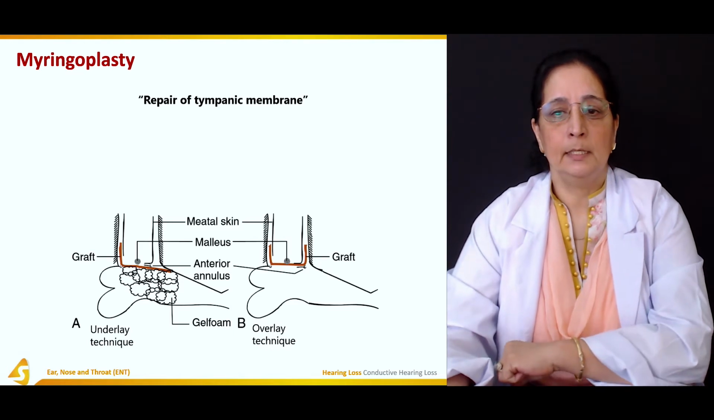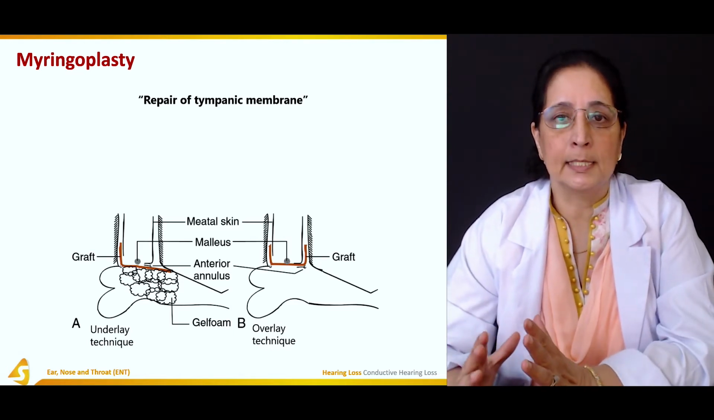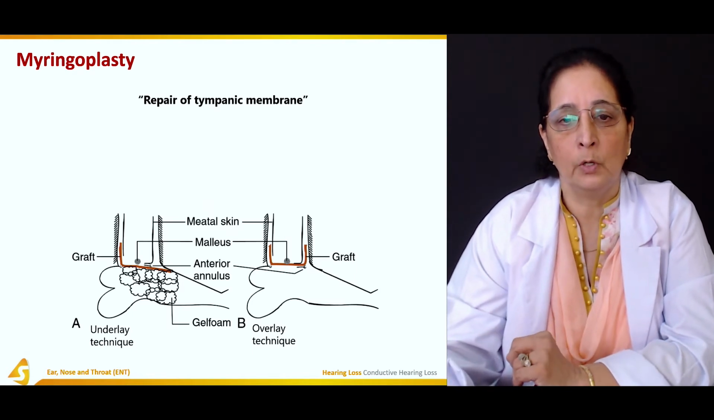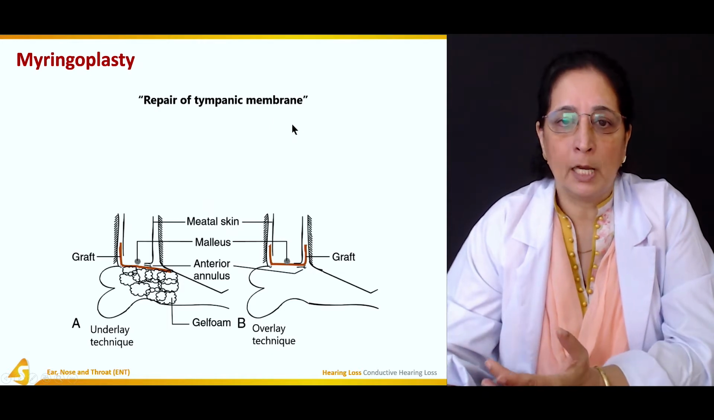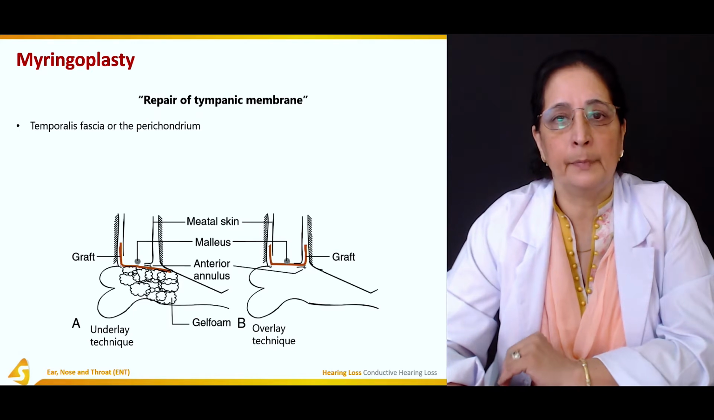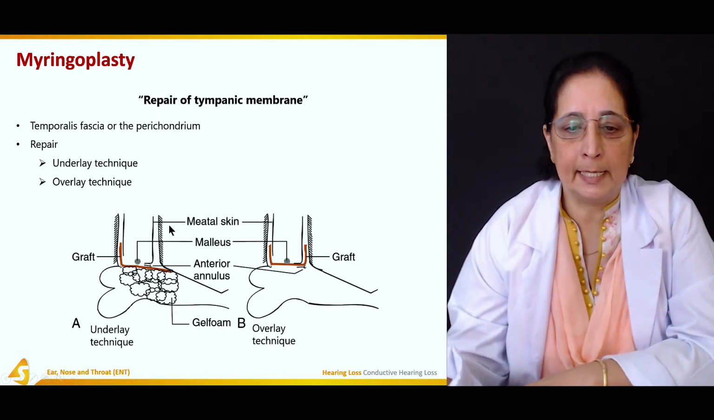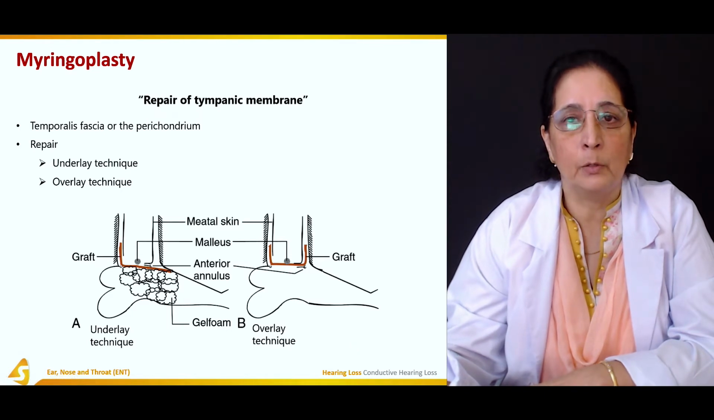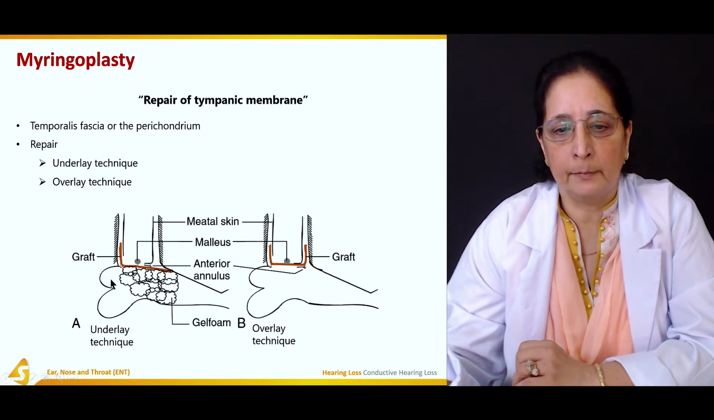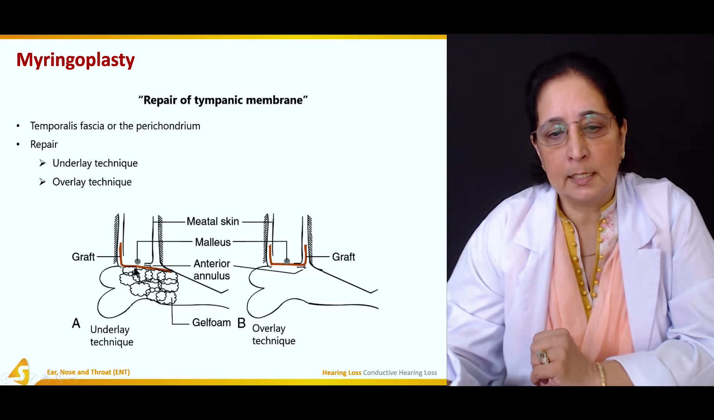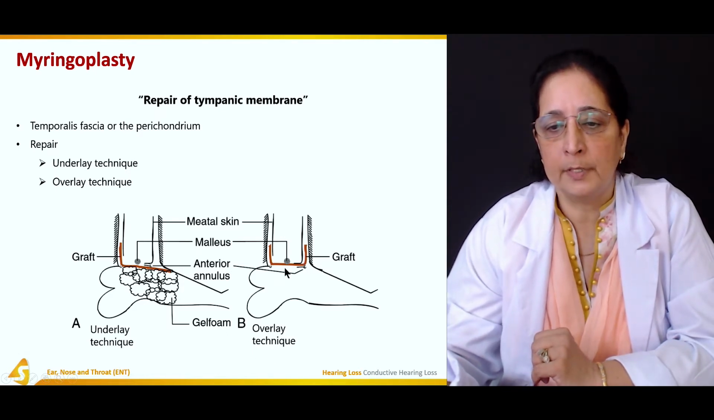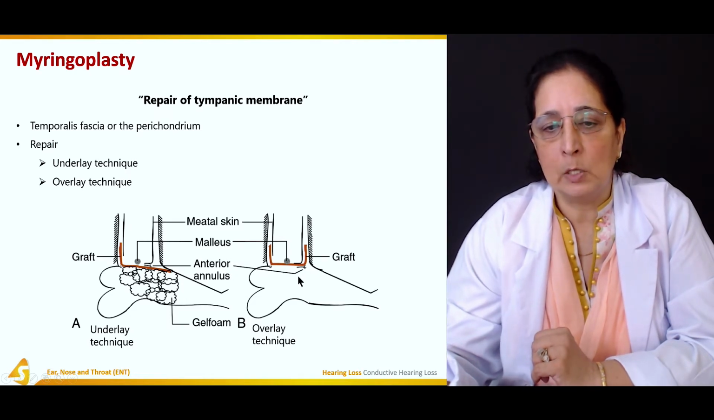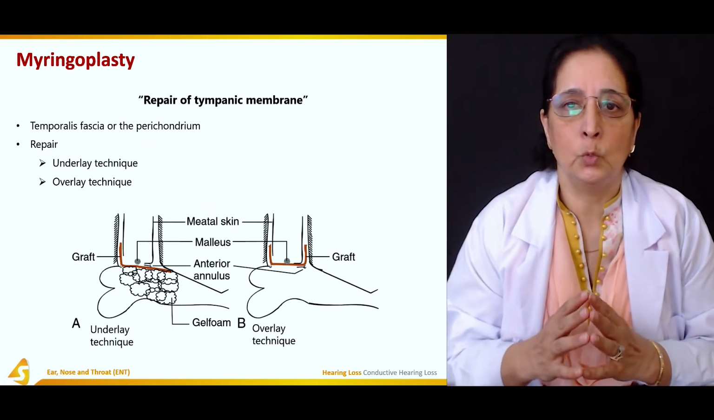Then myringoplasty, myringo, as I mentioned, myringoplasty is also repair of the tympanic membrane. Two types of procedures are used for this myringoplasty. We have the underlay technique and the overlay technique of tympanoplasty or myringoplasty, and the difference depends on the annulus, the anterior annulus. In underlay, the graft is under the anterior annulus, and in the overlay technique, the grafting is above the anterior annulus. So that's the main difference between the two procedures.